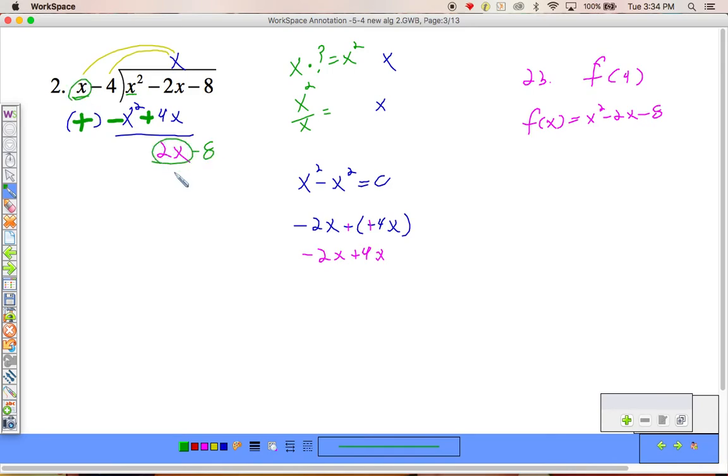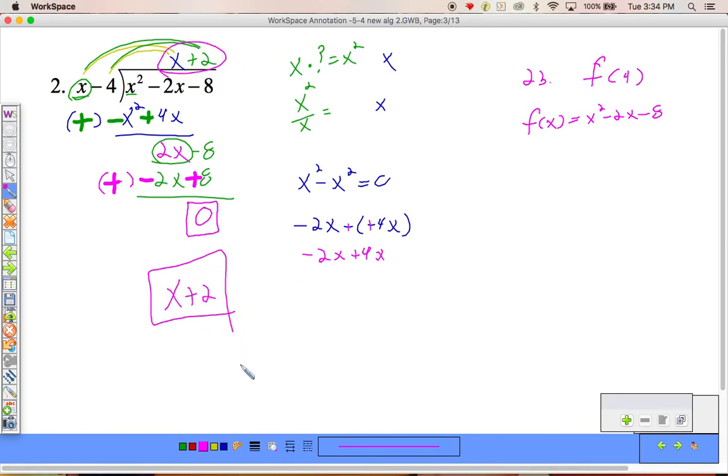x times what is 2x? Or 2x divided by x is a positive 2. So I'm going to put a plus 2 up top. I'm going to distribute. And subtract. I don't want to subtract, so I'm going to add the opposite. Do my math. 2x plus a negative 2x is gone. Negative 8 plus 8 is gone. I get a remainder of 0, so my answer is x plus 2 because I don't have a remainder.